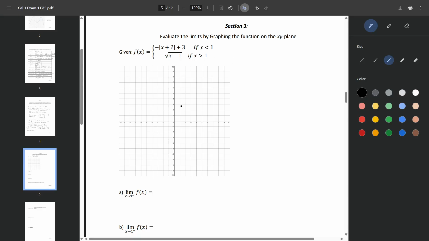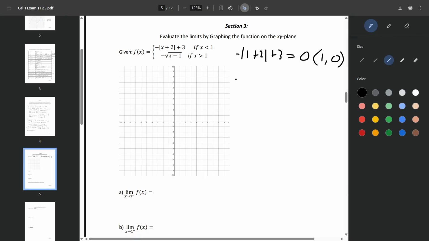So the easiest way is to just plug in the number for x. So in this case, even though it's less than 1, because we can approach 1, we're going to do that for the top one. So x minus 1 plus 2 plus 3 equals 0. So our coordinate is going to be 1 comma 0, and it's going to be an open circle because it's less than.